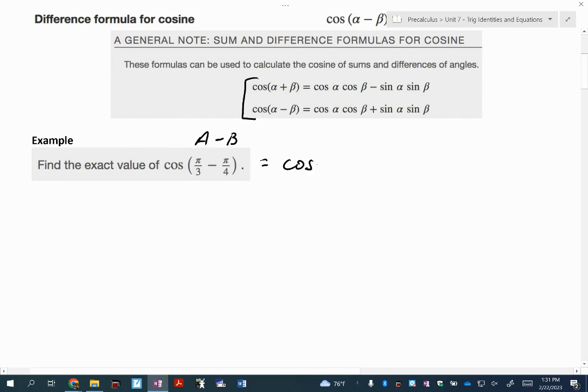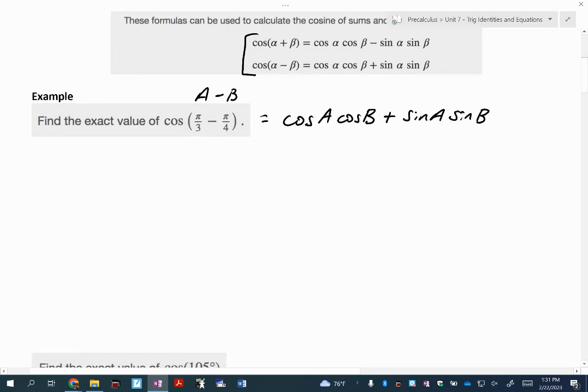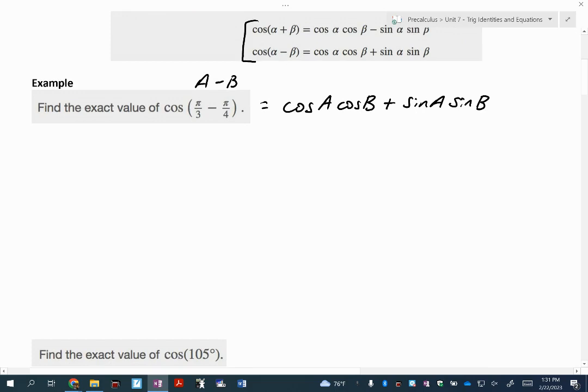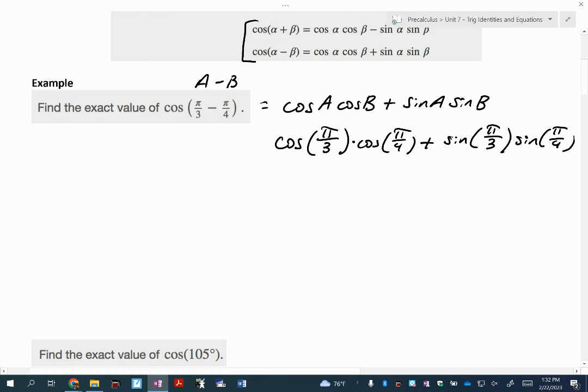I'm going to be using the formula cosine of A times the cosine of B plus the sine of angle A times the sine of angle B. So let's write that down. This problem is going to be the cosine of pi over 3 times the cosine of pi over 4 plus the sine of pi over 3 times the sine of pi over 4. So this will be equal to the cosine of this difference.